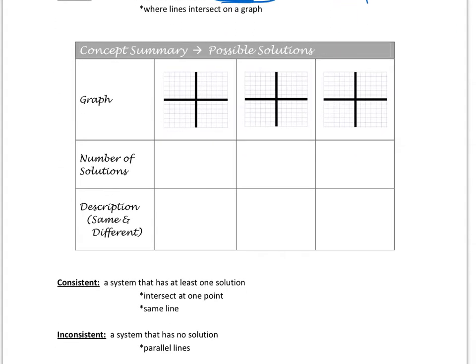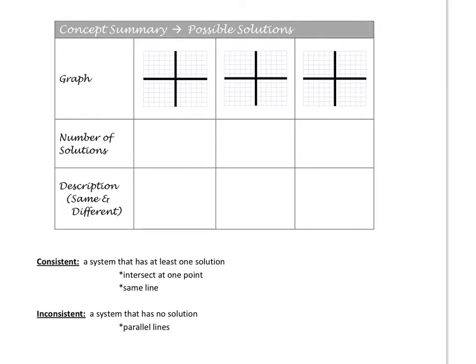So let's take a look at this holistically. If you take three different graphs here and look first at two lines intersecting, you have a point of intersection. So your number of solutions is 1. And in comparing the two lines, they have one difference, and that is their slope. The slopes must be different in order for them to intersect.